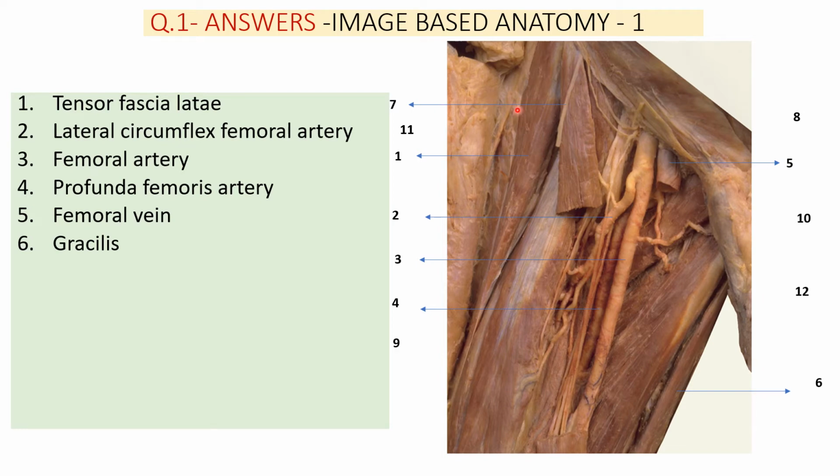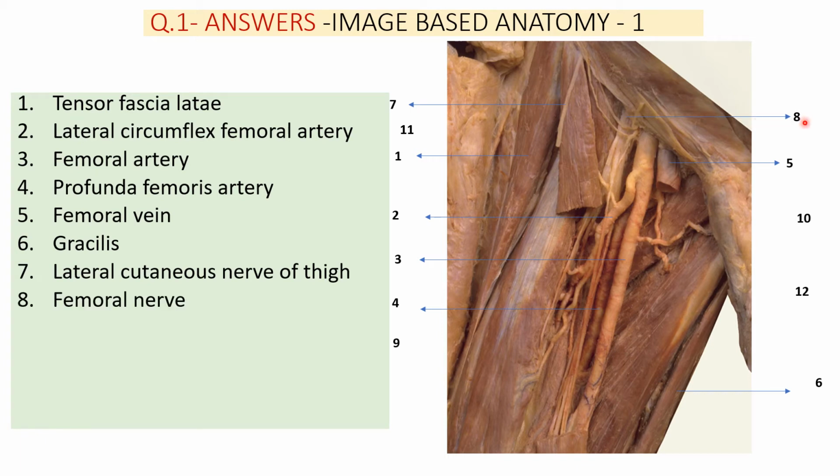Then what about the seventh one? This is the seventh one. The structure you are seeing is a nerve. So what is that nerve? It is the lateral femoral cutaneous nerve or lateral cutaneous nerve of thigh. Then coming to the eighth one. This is the eighth one. Again you are seeing a thicker bunch of nerves. So that is the femoral nerve you are seeing. Then what about the ninth one?